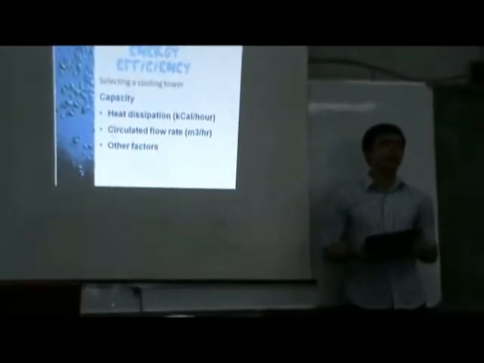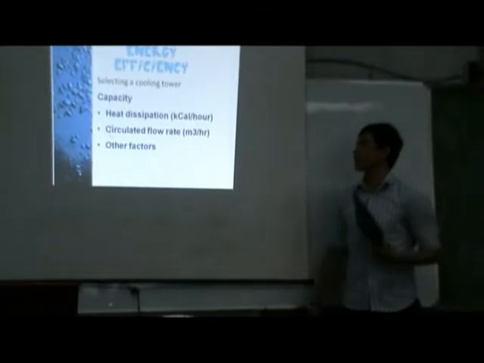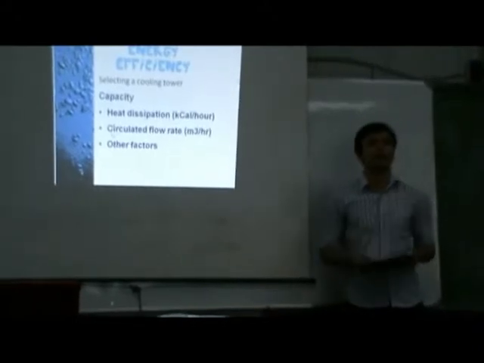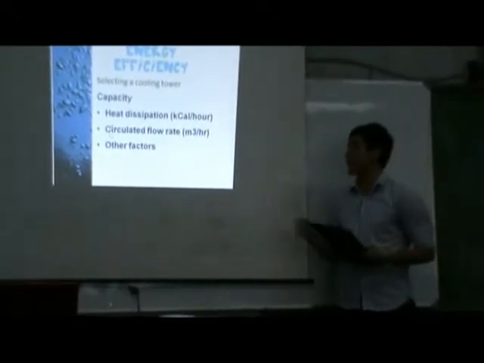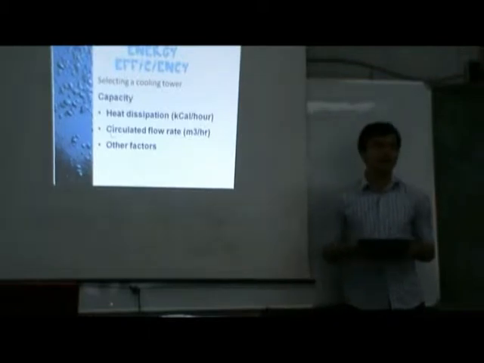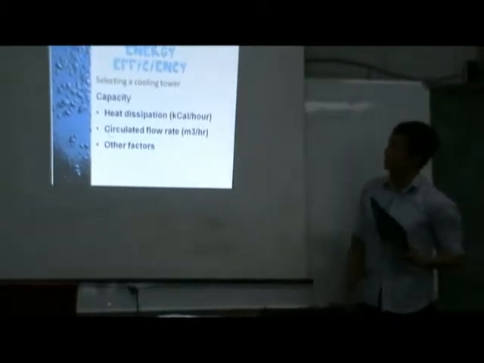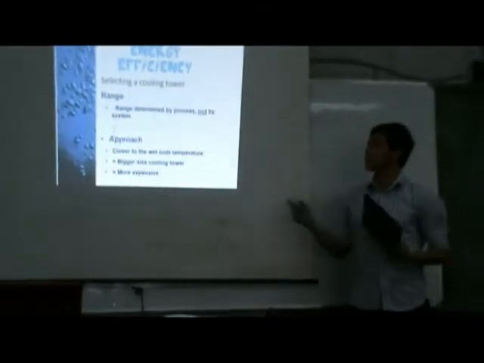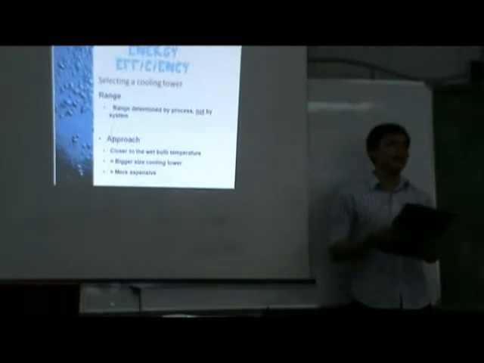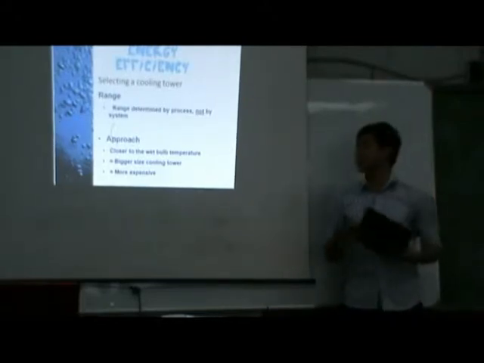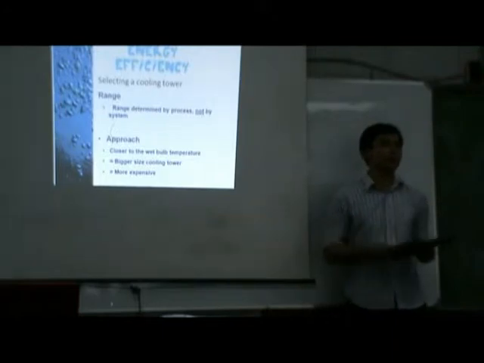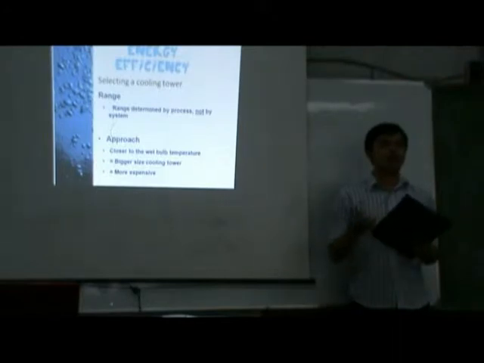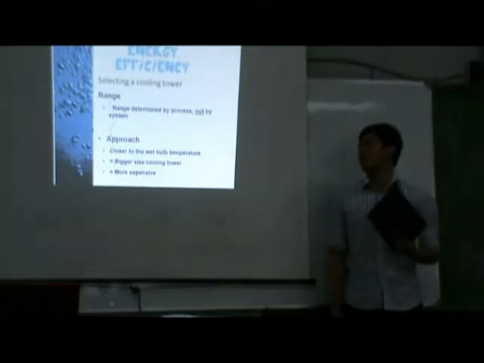For selection of cooling tower, may desired capacity tayo. Yan, heat dissipation, kung anong gusto natin heat dissipation para sa ating cooling tower, kung anong gusto natin circulated airflow rate para sa ating cooling tower. Next. For the selection of cooling tower, yung range na i-consider natin ay yung range determined by the process, not by the system. Yung system, yung theoretical, yung process, yun nga, yung talagang tunay na mangyayari.